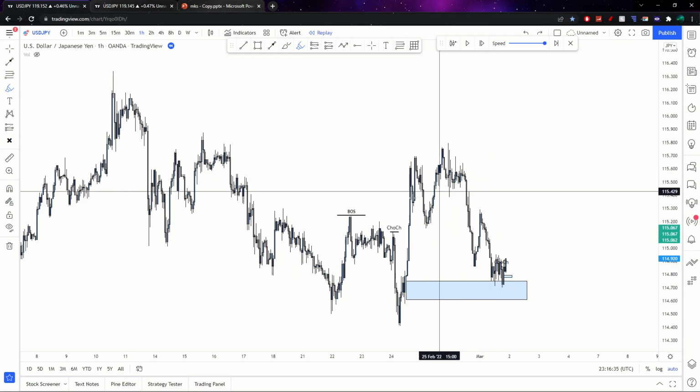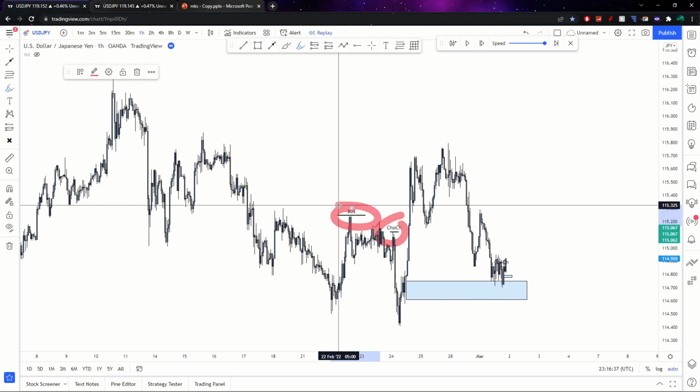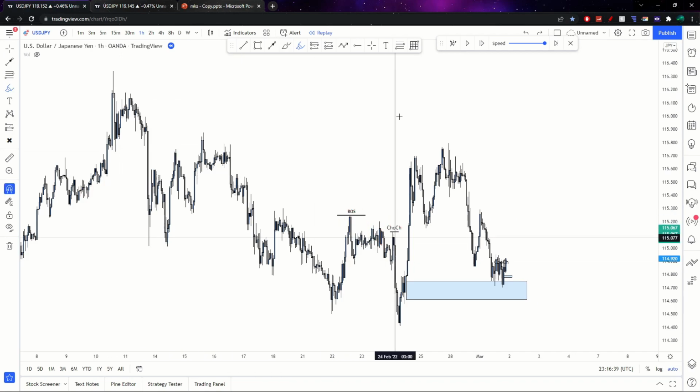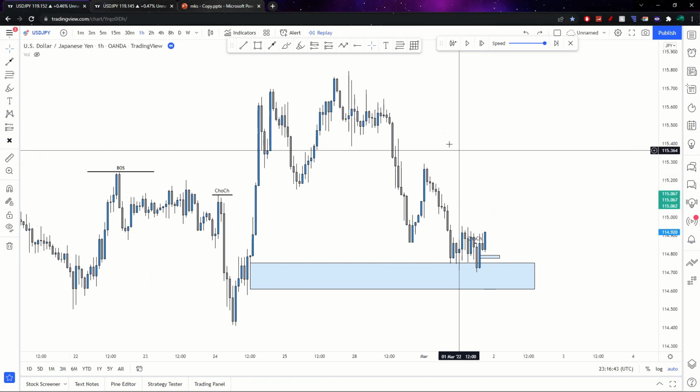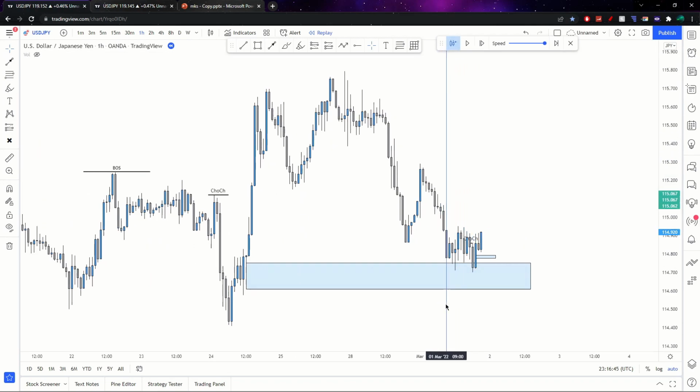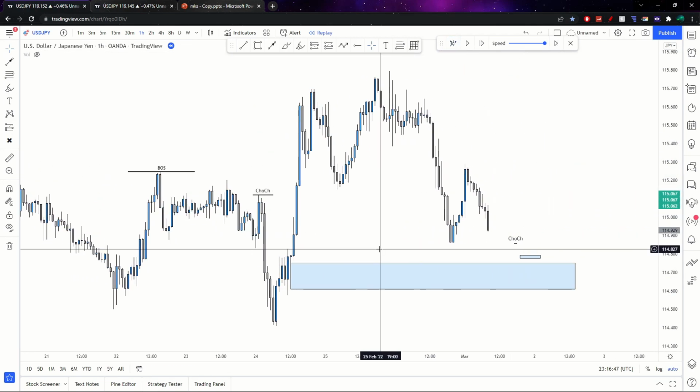So we've got that change of character, we've got that break of structure, right? And this 15-minute zone, as of back here, hadn't been mitigated yet. So we hadn't had mitigation, it was a valid zone, and so yeah, I was looking to trade this zone. And now we're going to move into extra confluences.